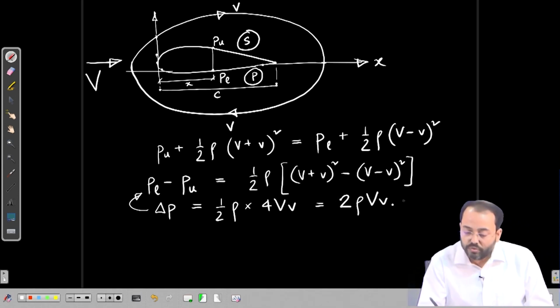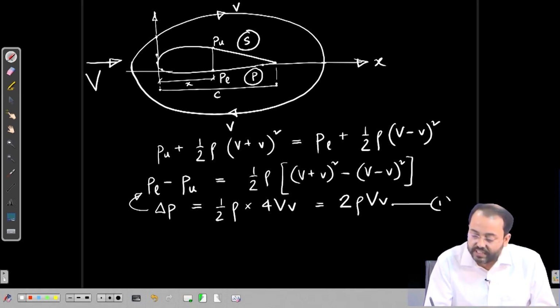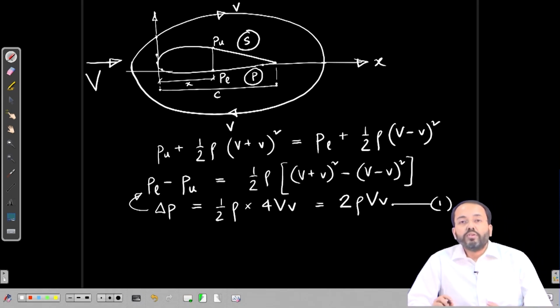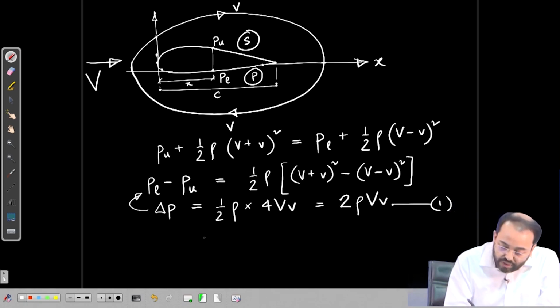Let us say this is equation 1. So, this is the equation for the pressure difference at a point x from the leading edge between the lower and upper surface of the foil. Now, how is the lift defined?